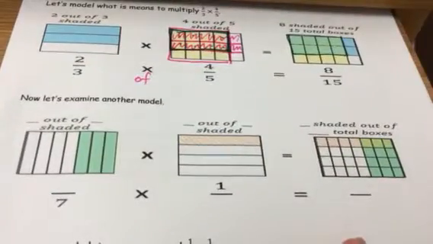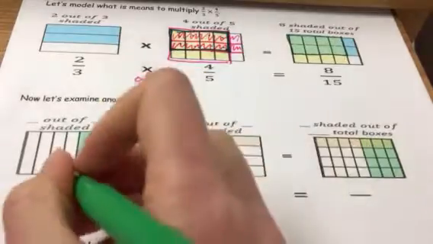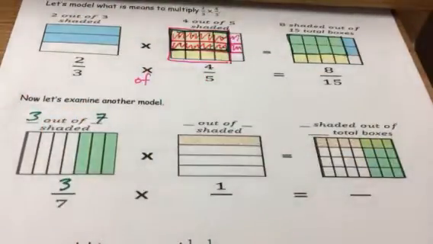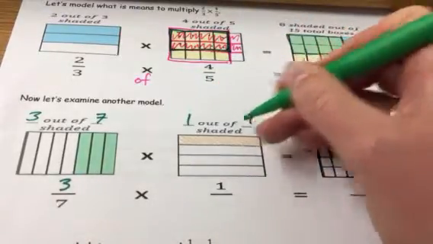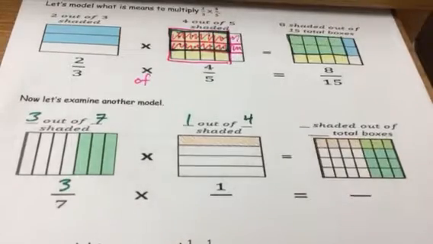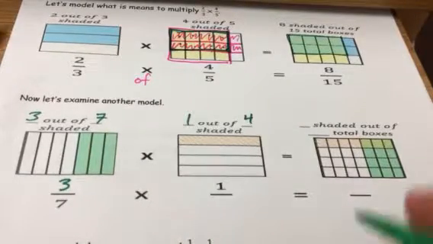Let's do another example because I know that might not be making all the sense in the world. So right now we have 3/7 because we have 3 out of 7 shaded. We need to find 3/7 of 1/4. How do I know that's a quarter? Because it's 1 out of 4 is shaded. So what we're going to do is overlap these pictures.